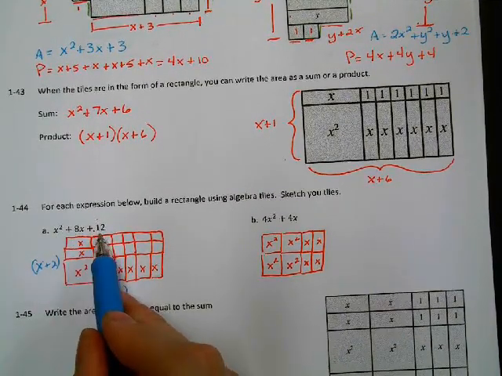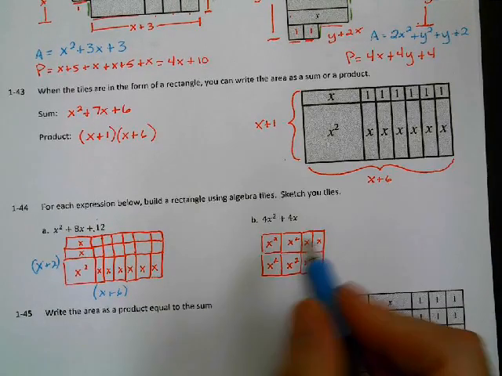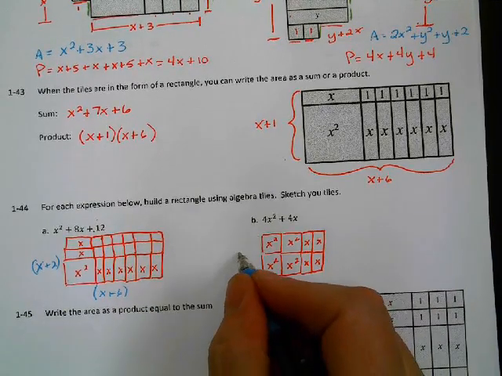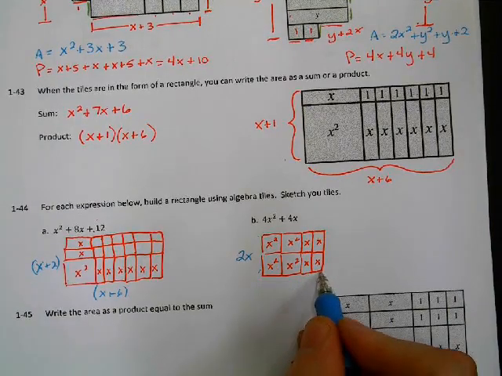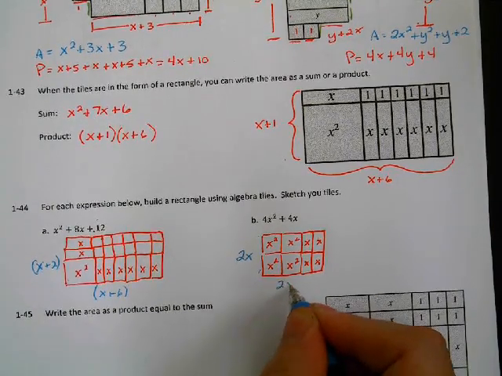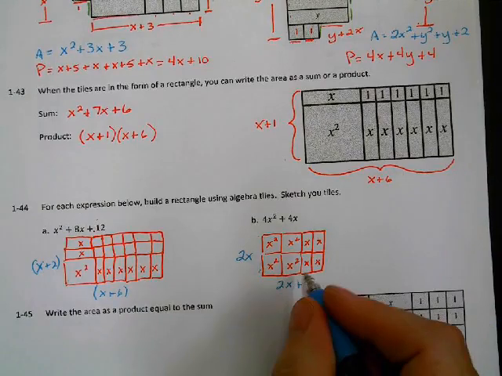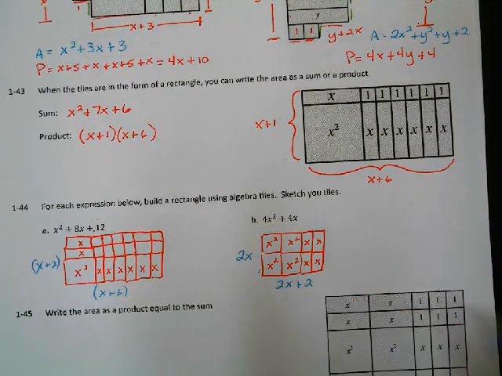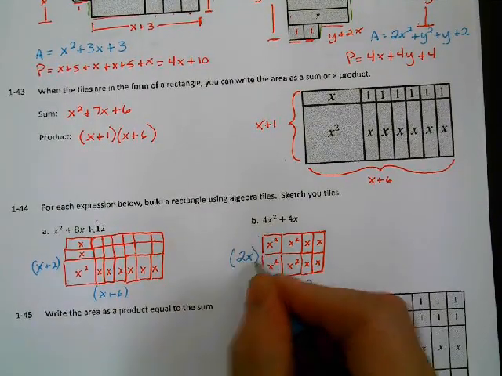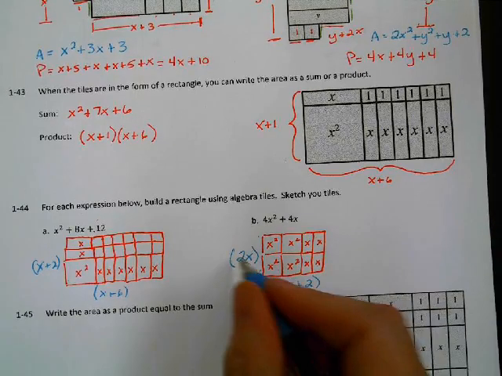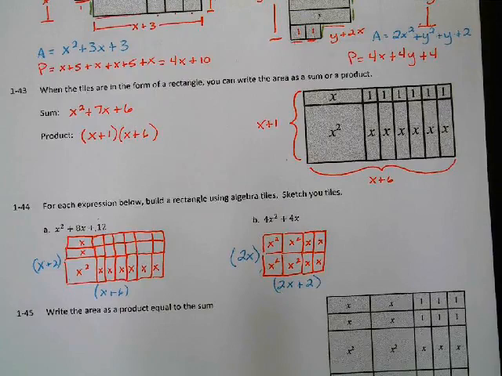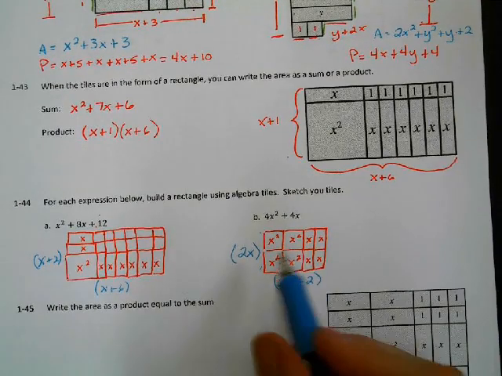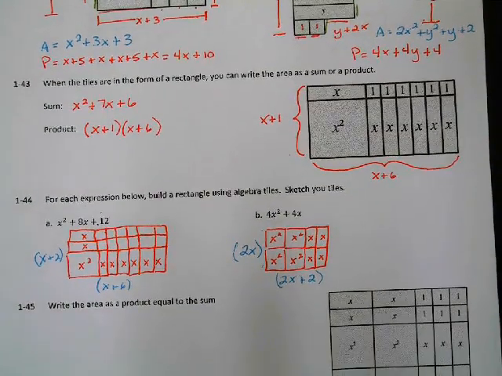And over here, this is x and x, so that's 2x on that side. Over here, it's x, x, 1, 1, so this would be 2x plus 2. So what I'm saying on this one is if I multiply 2x times 2x plus 2, I should get 4x squared plus 4x. There's a couple other ways you could have done that one, but that's just the way I chose to do it. All right, one last thing.